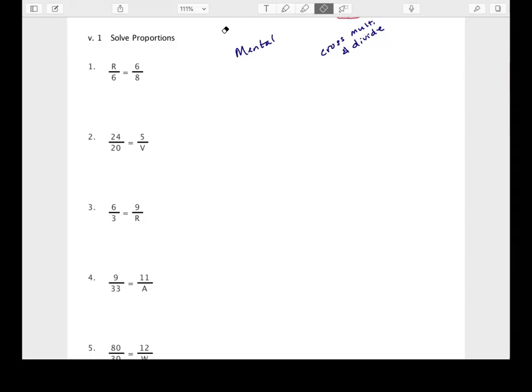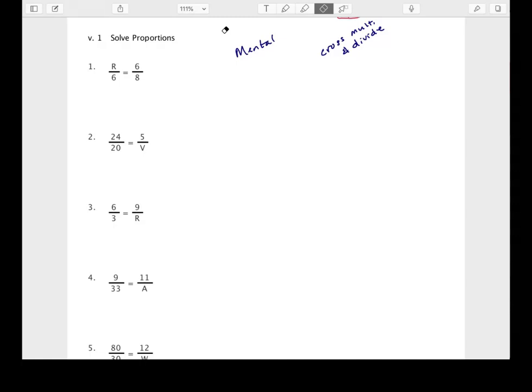We have 2 steps. Actually, I taught you 3 steps yesterday. The 2 steps we'll look for today are mental math and cross multiply and divide. I'll look to see if we can do it in mental math first, and then we'll look at cross multiply and divide. There will be times when, before we do any of that, we end up doing some reducing. I'll show you that as we go.